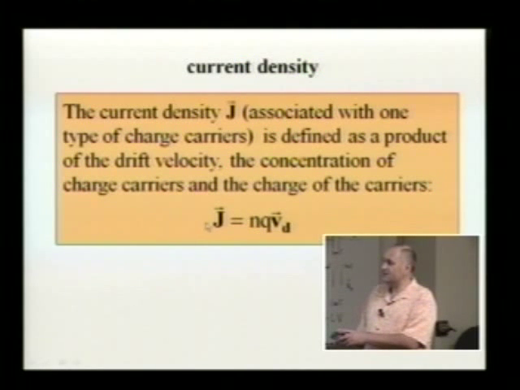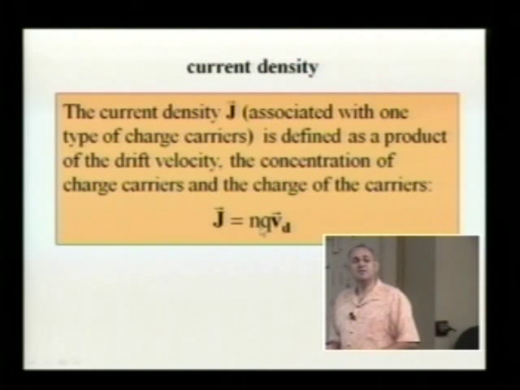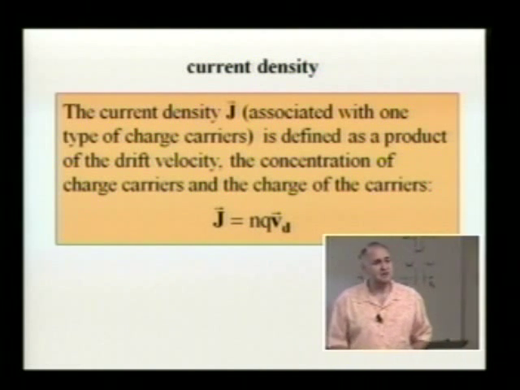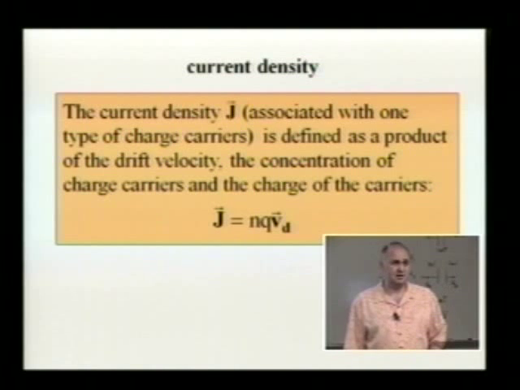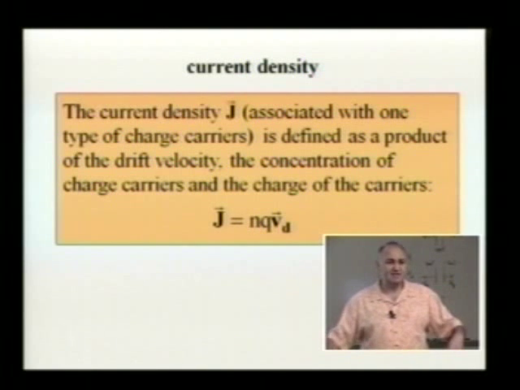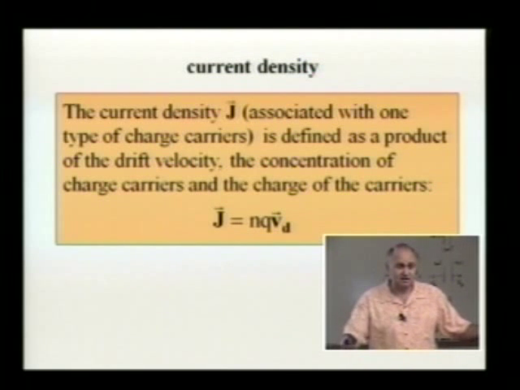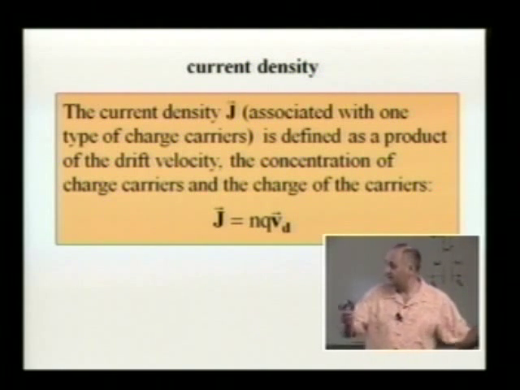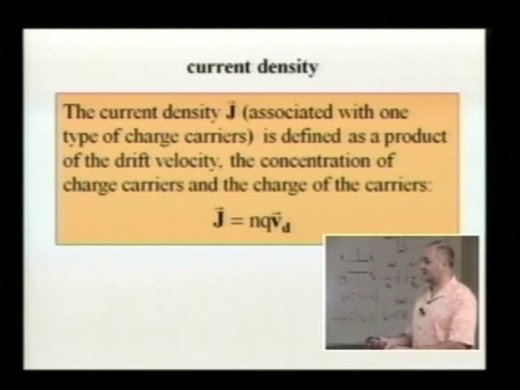So by definition, current density is equal to the number of particles per unit volume times the charge of the particles times the drift velocity of those particles. The number of particles per unit volume is referred to also as the concentration of the particles. Why don't we say it loudly? Concentration of the particles. Say it. Concentration of the particles, correct.